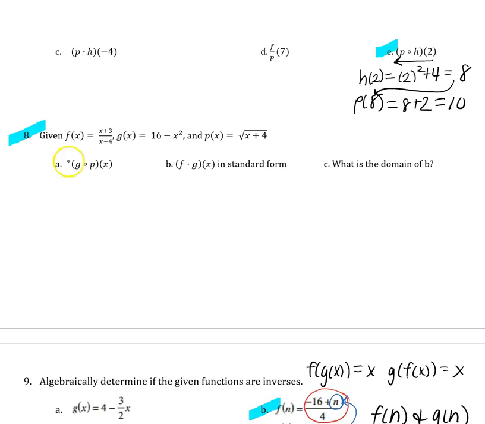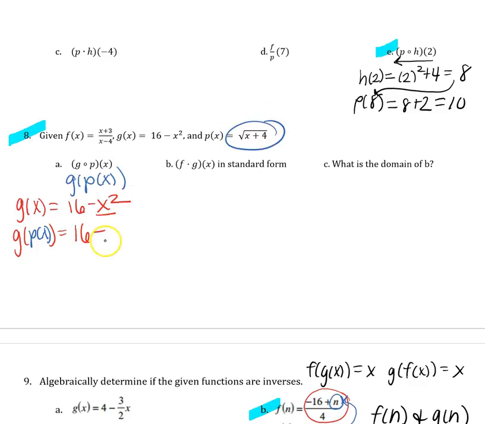Okay, in this composition, I'm going to take the p function and plug it into the g function. And I'll actually rewrite this in nested notation just so it makes it a little bit more obvious what I'm doing. So I'll start by saying the g function is 16, so this is g of x, 16 minus x squared. Now where you see an x, I'm going to plug in the p function. So I have 16 minus, there's an x, so I'm going to plug in p, which is the square root of x plus 4. And that entire thing will be squared.